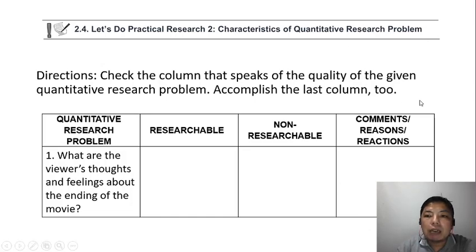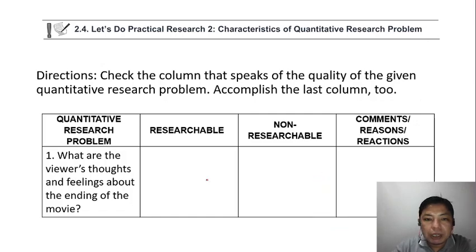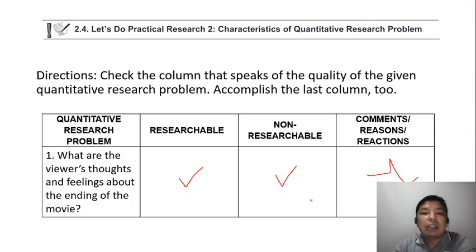So, ang gagawin nyo lang, teka. Okay, so what you're going to do is, you're just going to be putting a check mark if it's researchable or non-researchable. For example, number one, what are the viewer's thoughts and feelings about the ending of the movie? Is it researchable or is it non-researchable? Pili lang kayo sa dalawa. Okay, tinuro ko na sa inyo yung way para malaman nyo kung yung research problem is researchable or non-researchable. And of course, you explain your answer. Okay, next.